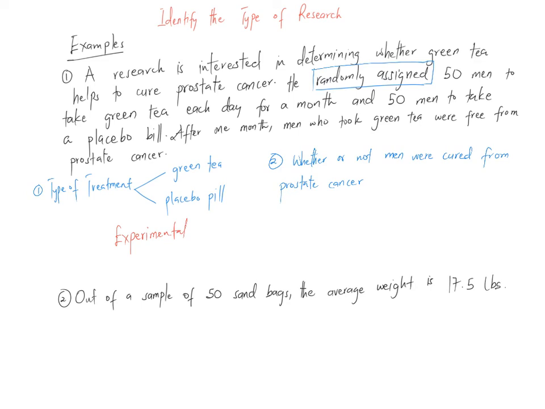Okay, all right. Now moving on to the second example. Out of a sample of 50 sandbags, the average height is 17.5 pounds. So in this case, let's identify the variable. So we can consider the variable as the weight of sandbags. So there is only one variable involved here. So then, since we have just one variable, the type of research is descriptive.